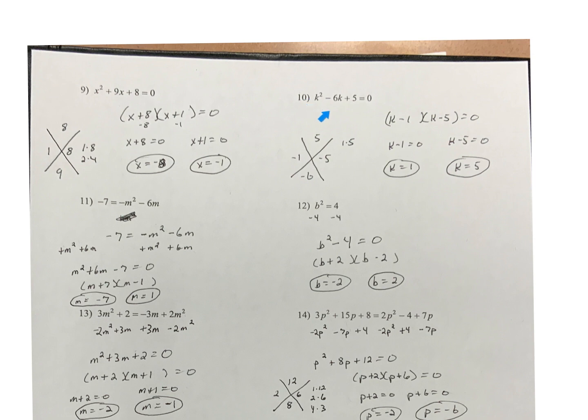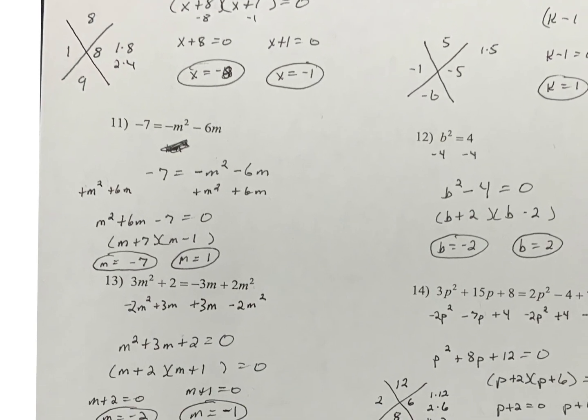And then in number 10, we're finding the factors of 5 that equal negative 6. And that's going to be negative 1 and negative 5, because when you multiply two negatives, you get a positive. And when you combine them, negative 1 and negative 5 is negative 6. So I've factored it here, and then I've shown you how to solve it, okay? Now, number 11 is a little bit more challenging. Number 11, you don't have all the terms on the same side of the equal sign, okay?